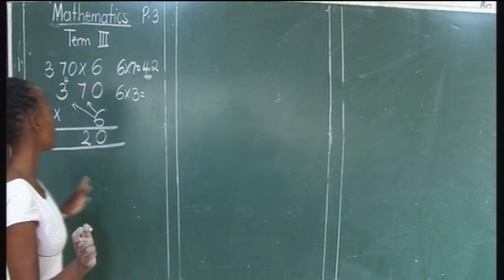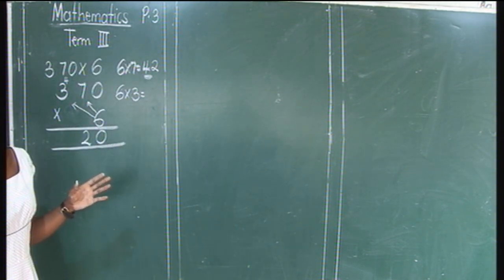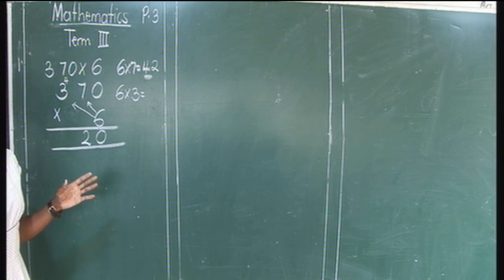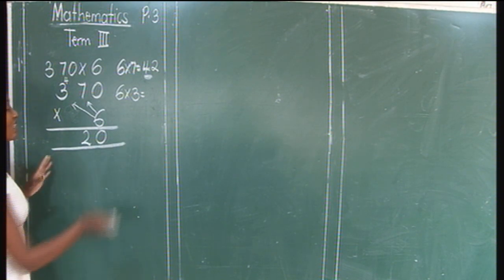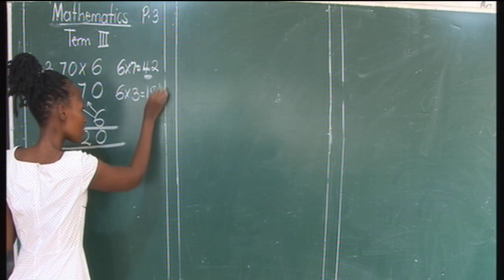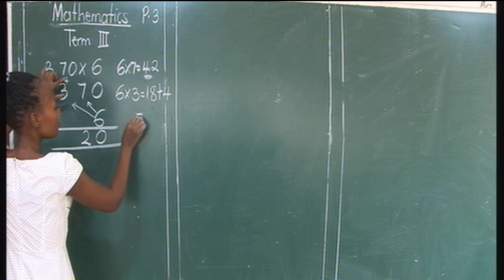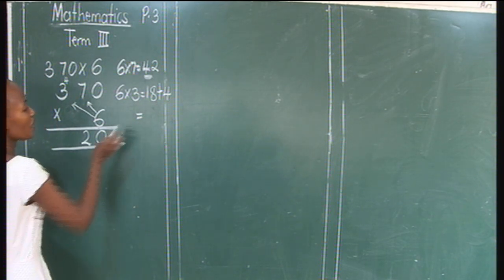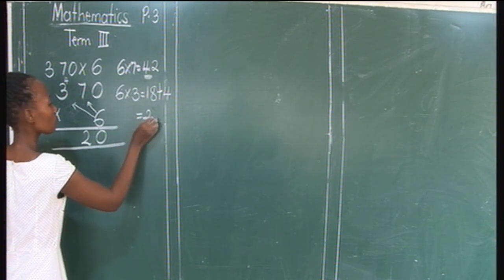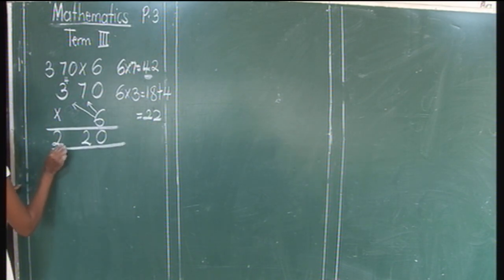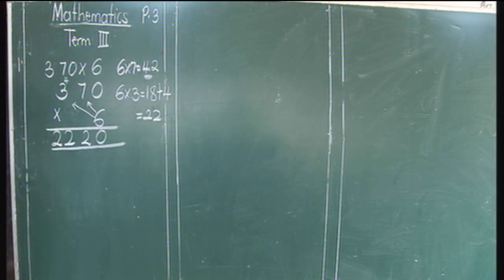Okay, Krishiv. 6 times 3? 18. Plus this number 4 which you carried. Now we shall have 22. You put your 22 here. Put that answer there.